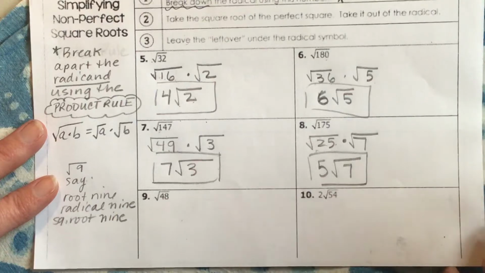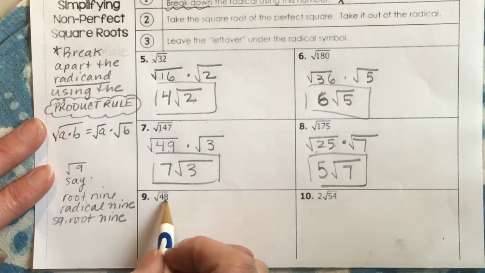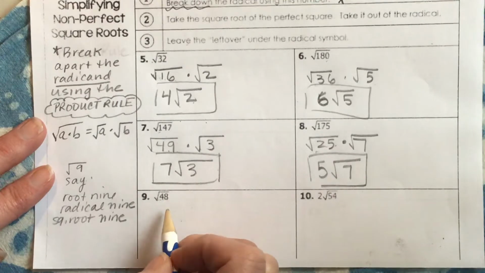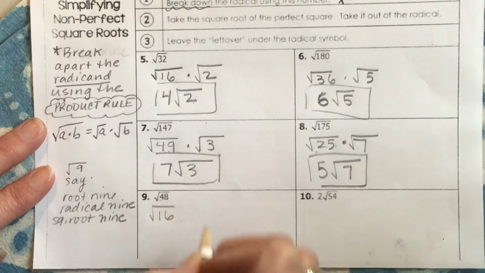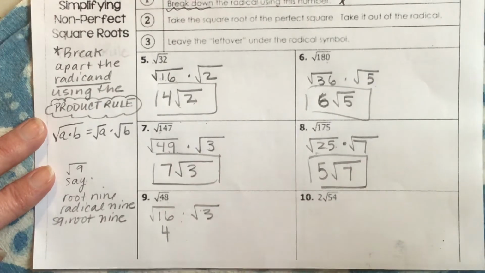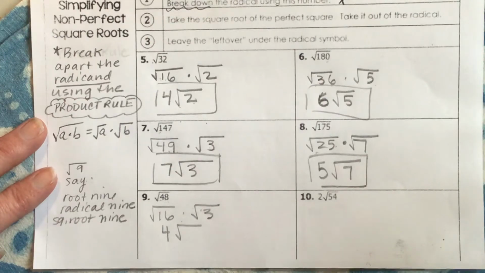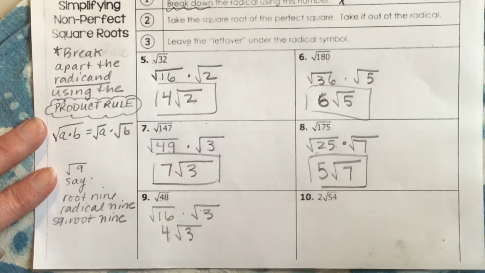Number 9. I have 48, the square root of 48. So 48 I could break down in many different ways, but again, ideally, I'm looking for what is a square number that goes into 48. Well, I know 16 goes into 48. 16 times 3 is a good one to memorize. Now I can take the square root of 16, which is 4, and then I can find the square root of 3, right? So now I have 4 root 3. Okay.